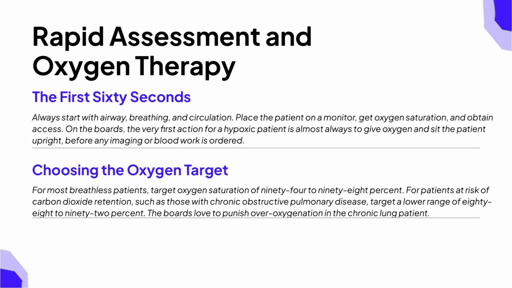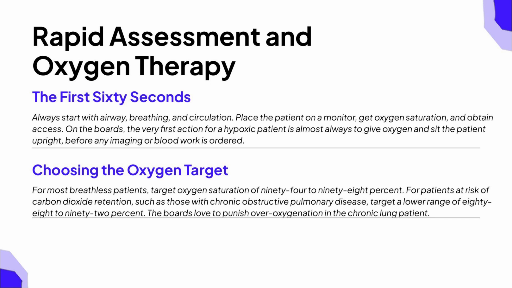Let us review rapid assessment and oxygen therapy because the first 60 seconds win these questions. Always start with airway, breathing, and circulation. Put the patient on a monitor, check the oxygen saturation, and get access. On the boards, the very first action for a hypoxic patient is almost always to give oxygen and sit the patient upright, before any imaging or blood work.